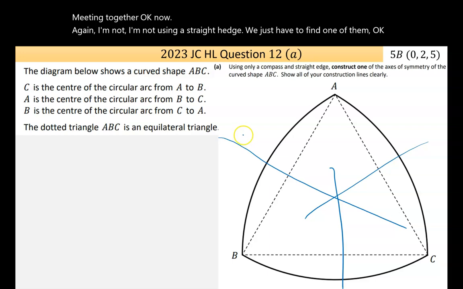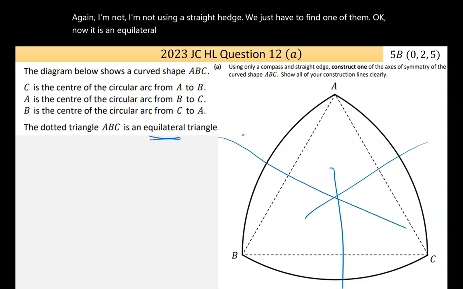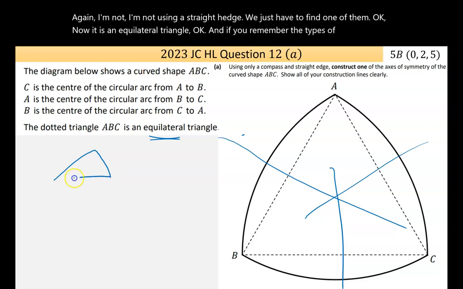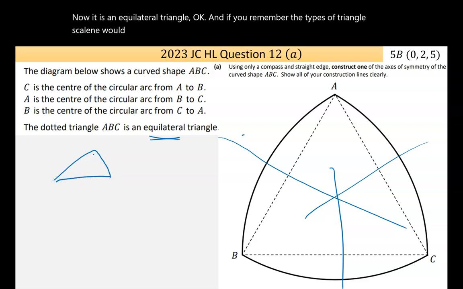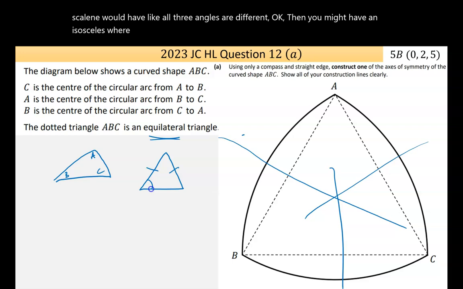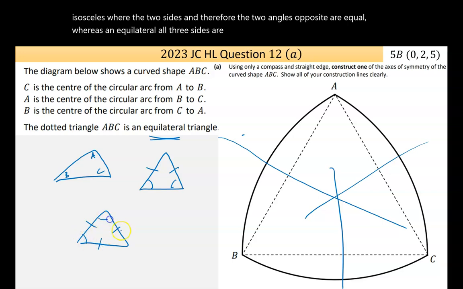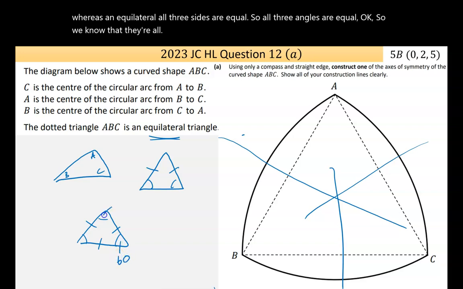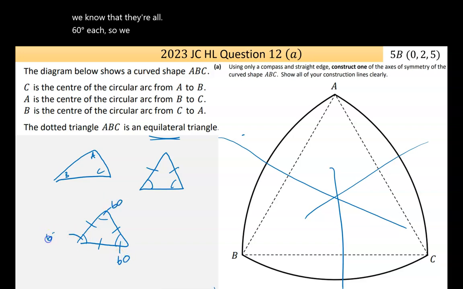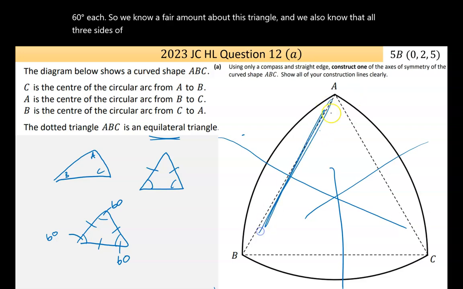Now it is an equilateral triangle. If you remember the types of triangle, scalene would have all three angles different. Then you might have an isosceles, where two sides and therefore the two angles opposite are equal. Whereas in equilateral, all three sides are equal, so all three angles are equal. So we know they're all 60 degrees each. So we know a fair amount about this triangle. We also know that all three sides of this are the same length.